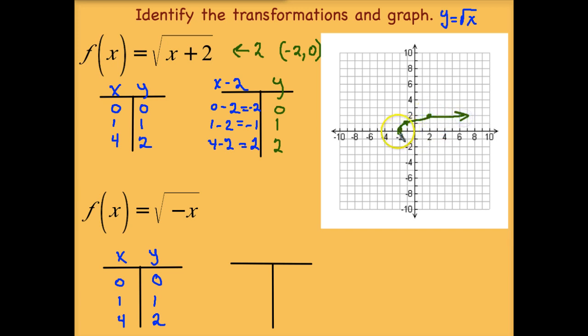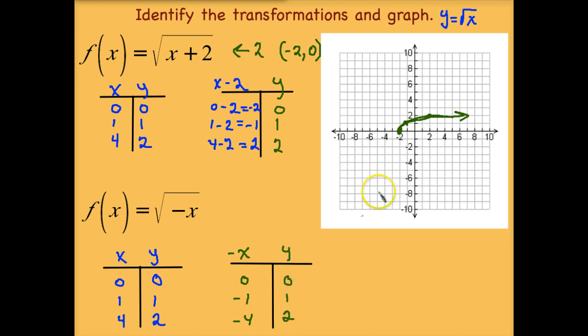If we graph that, we have our square root function, and notice that it has been shifted to the left 2. In our final one down here, we have a negative x. So in other words, we're reflecting over y. So we're going to multiply all of our x values by a negative 1. So we would get 0, negative 1, negative 4. Our y values, on the other hand, are going to stay the same at 0, 1, and 2.